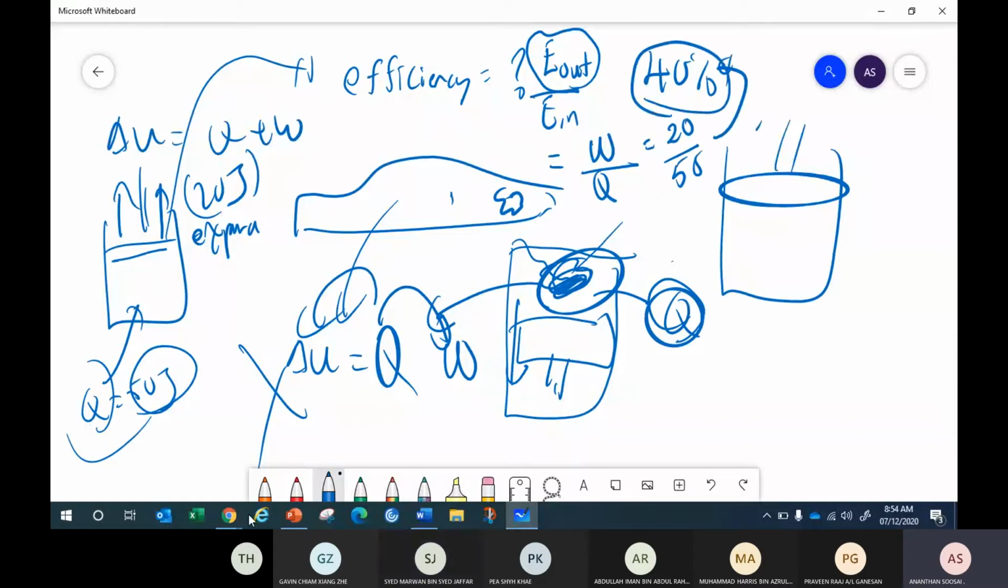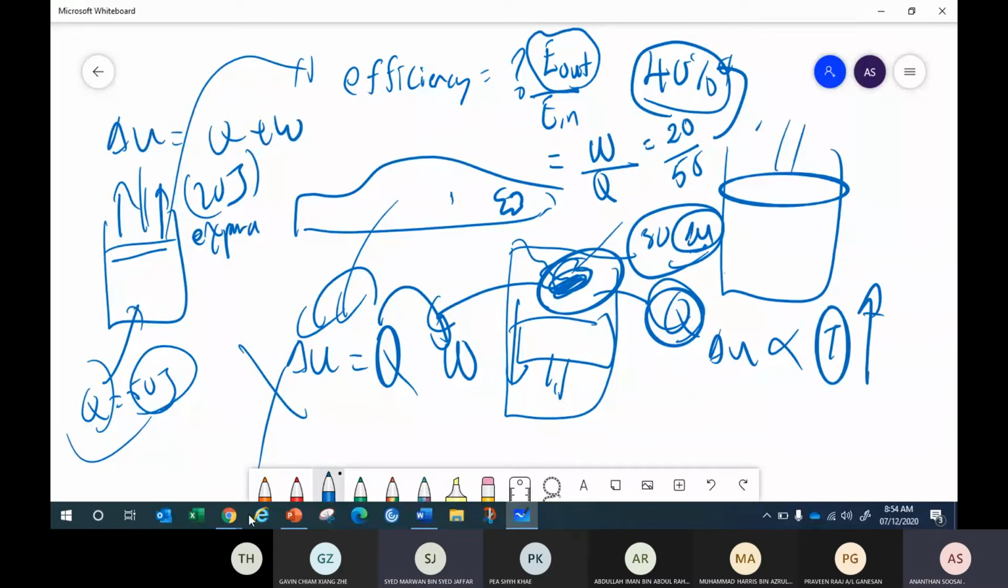So is it good or bad? So 30% turns to become internal energy. We don't want it to raise internal energy. Internal energy causes lots of problems for the engine. What type of problem? If internal energy rises, what rises? What is the indication? The temperature is going to rise.